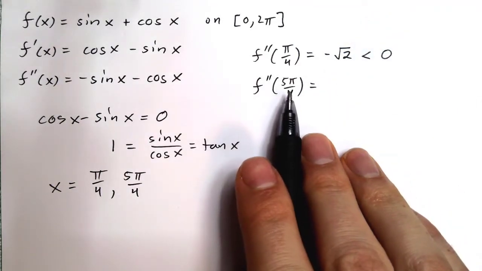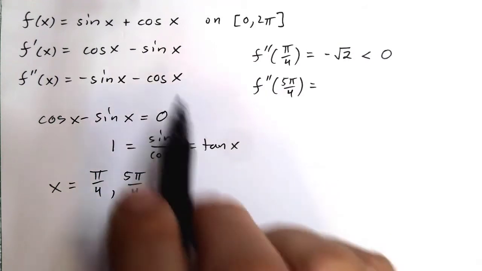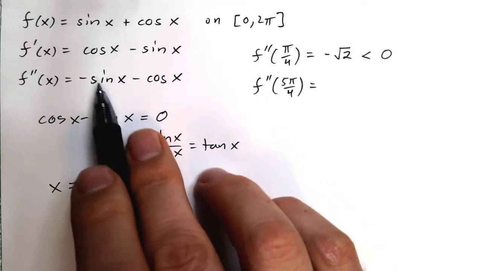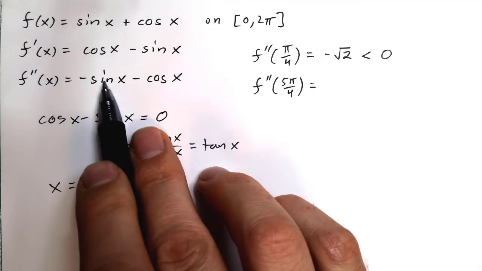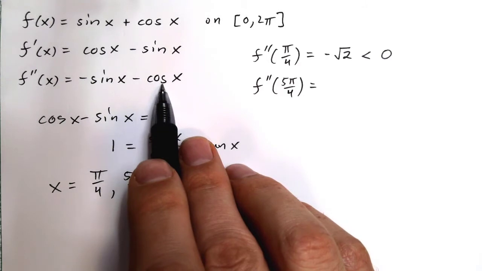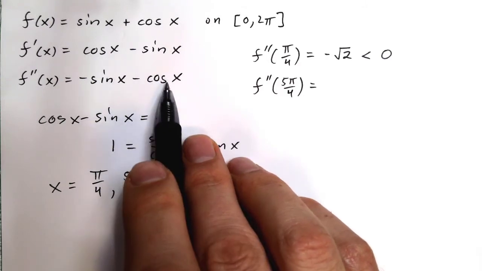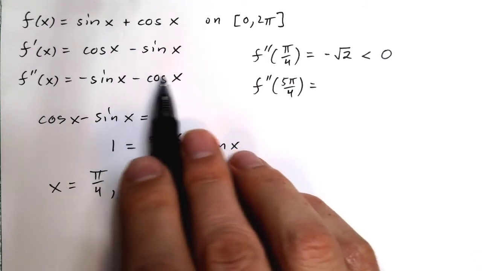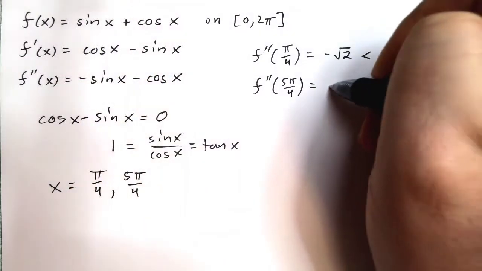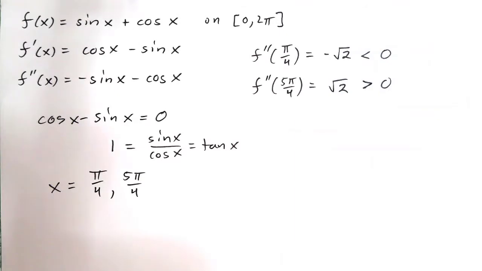At 5 pi over 4, sine is negative root 2 over 2. Cosine is negative root 2 over 2. So we have negative root 2 over 2. That's positive root 2 over 2. Minus negative root 2 over 2. That's positive root 2 over 2. That's plus root 2 over 2. So we have root 2 over 2 plus root 2 over 2. That's root 2. And that is positive.